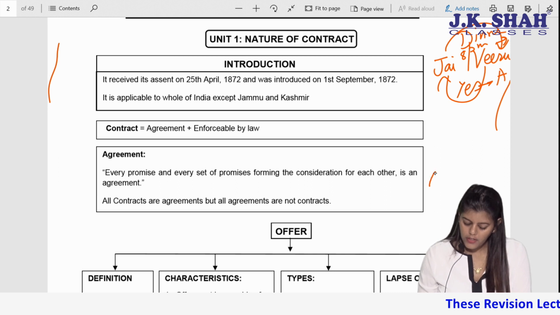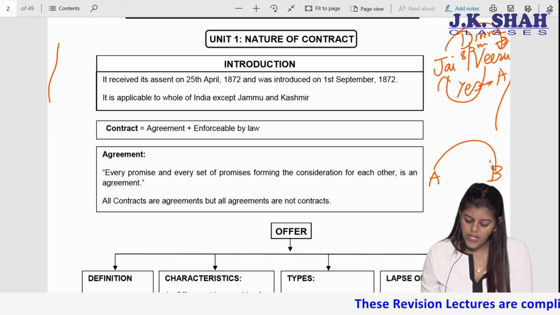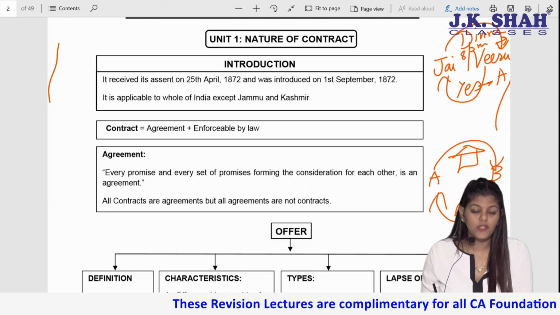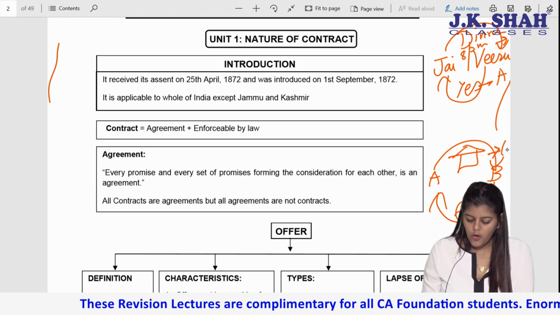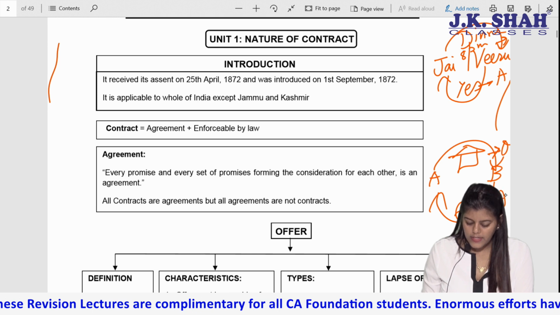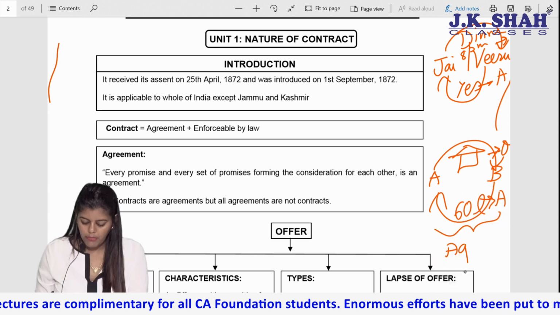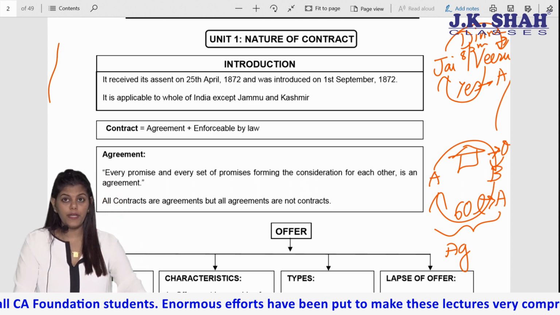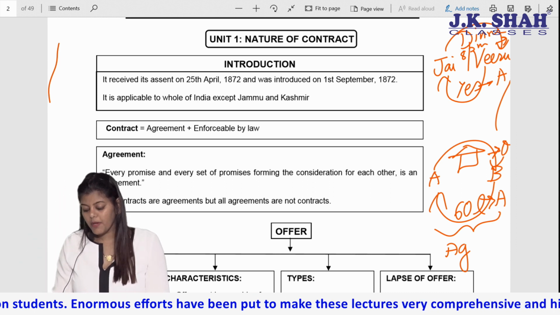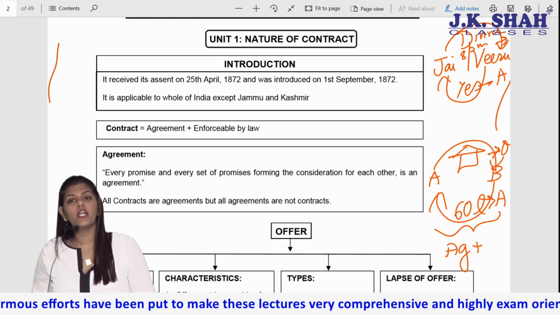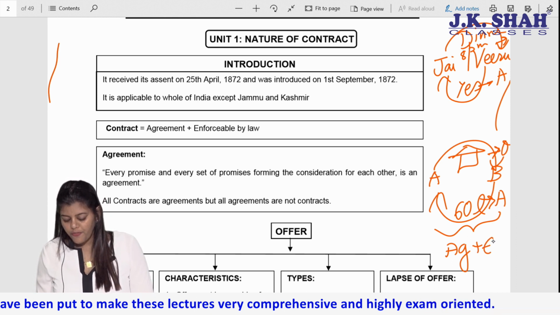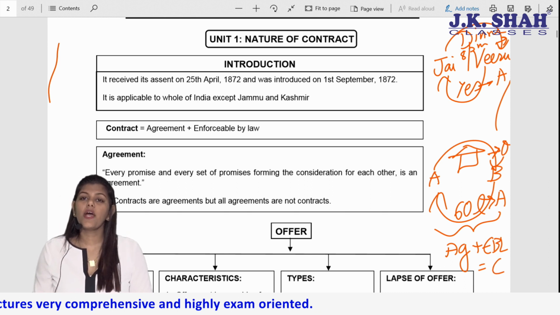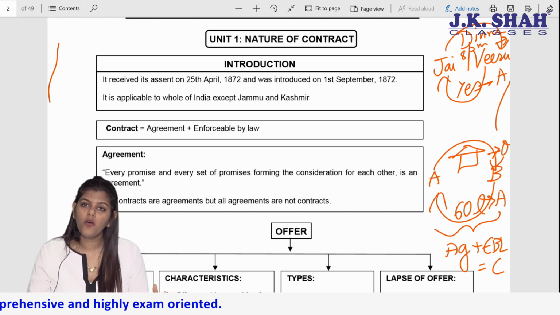But if I take another example, A is offering a house to B and B is going to pay 60 lakhs for this. This is an offer, this is an acceptance, the whole thing is an agreement. Now, B takes the house but does not pay. Can A sue B? Yes. So it's an agreement which can be enforced by law. That means it is enforceable by law and hence it's a contract. So contract is an agreement enforceable by law.